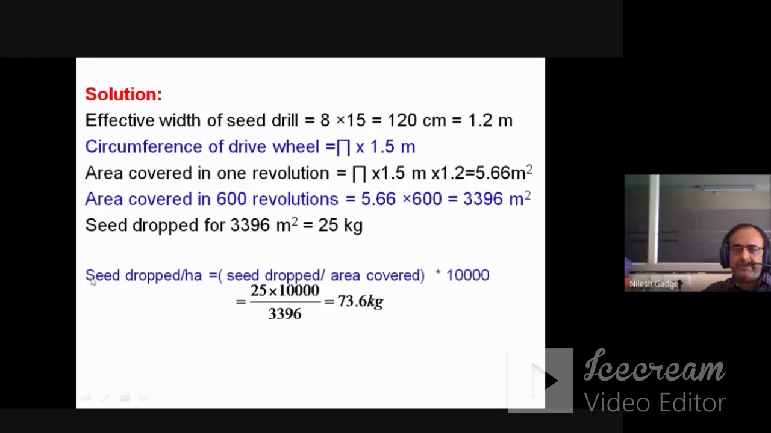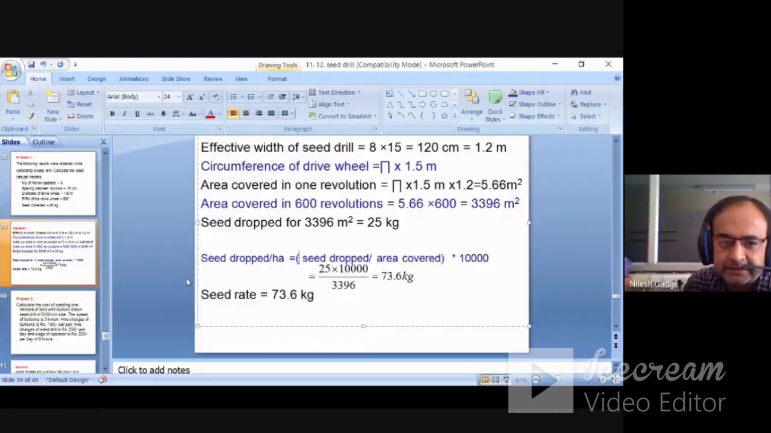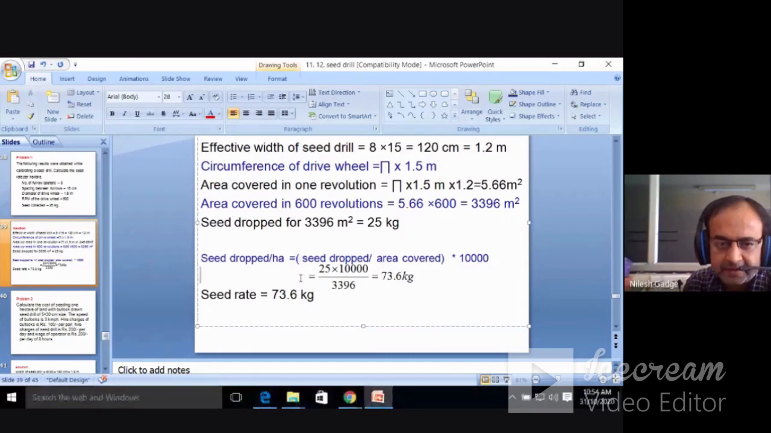So write down up to this. This is the seed rate. Seed dropped per hectare means it is the seed rate. We have calculated the seed rate, so you can write the answer. The seed rate will be in kg per hectare. You should know that this is the seed rate in kg per hectare.